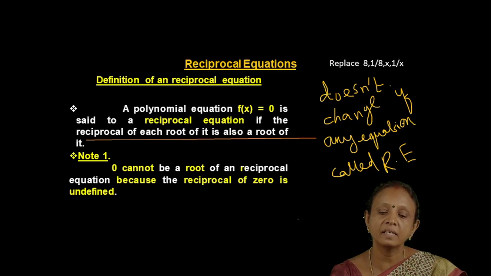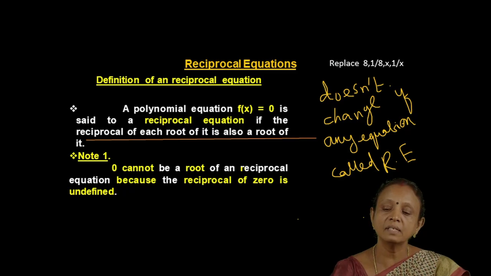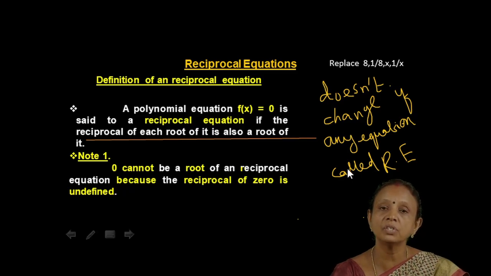Once again I say, when we take an equation f of x equal to 0, it is a type of polynomial equation. It is said to be a reciprocal equation if, when we change x to 1 by x, the equation remains the same. Such an equation is called a reciprocal equation. That is, if an equation doesn't change, it is called a reciprocal equation.